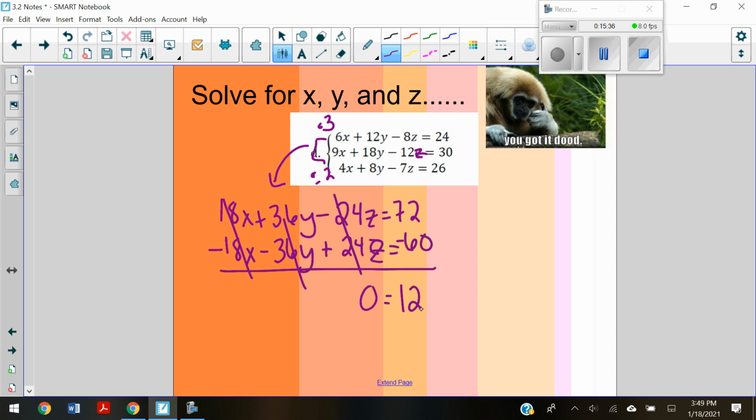So this is a no solution. When your variables eliminate and you don't get a true statement, that becomes a no solution problem.